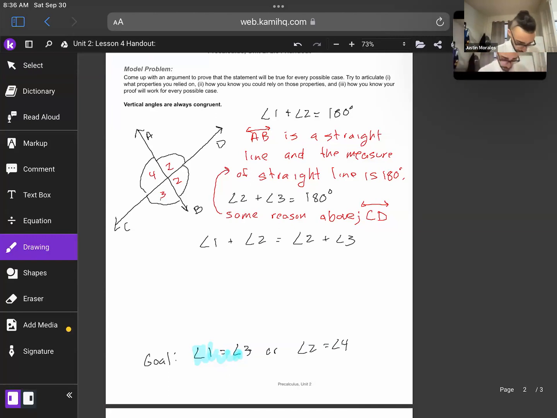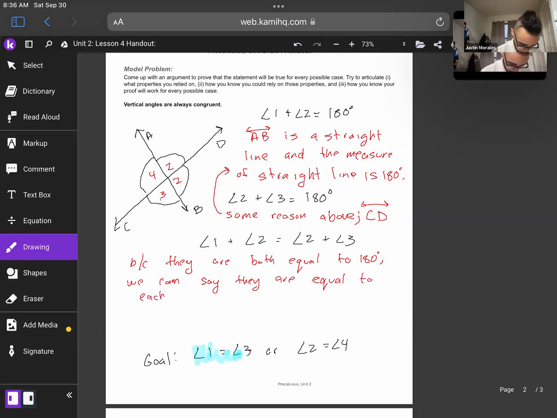Let me just write that. Because they are both equal to 180 degrees, we can say they are equal to each other. Once again, if you're going to use some math properties, you always have to say why you're able to say that. So remember, the stuff that I'm writing in black are the whats, and what I'm writing in red is why we're able to say those whats.